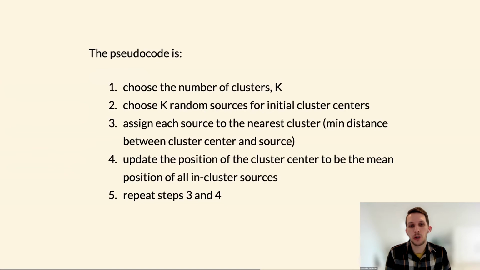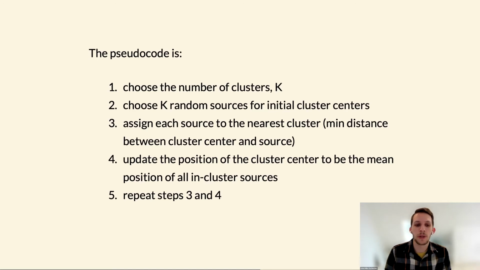Okay. The pseudocode is the following. You start by choosing how many clusters you'd like to search for. This could be 2, 3, 100, whatever. Then K random sources are selected from the data set. So if K equals 3, we just randomly pick 3 sources within the data set, and we say, okay, to start, the position of these 3 sources correspond to our initial cluster centers.